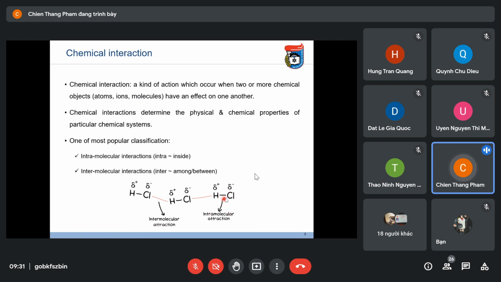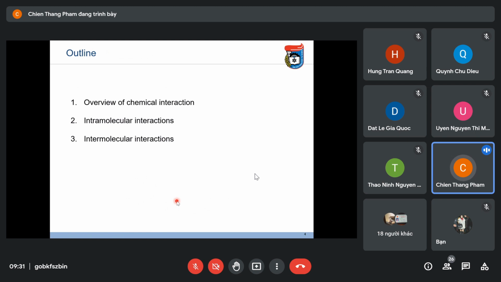Intra means inside, and inter means between. I think from the pictures it's clear. So what is the difference between intra and intermolecular? Now we consider the first type of interaction, intramolecular interactions.